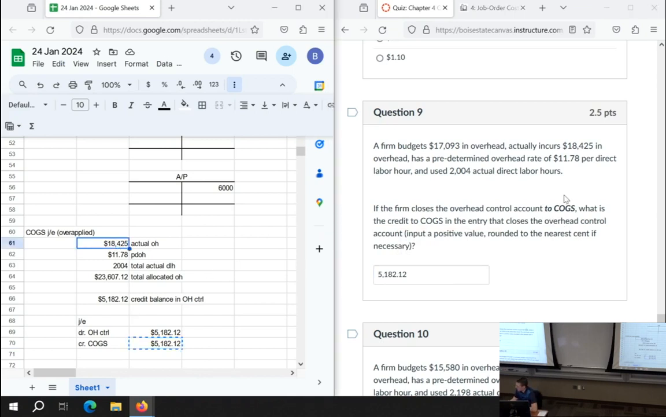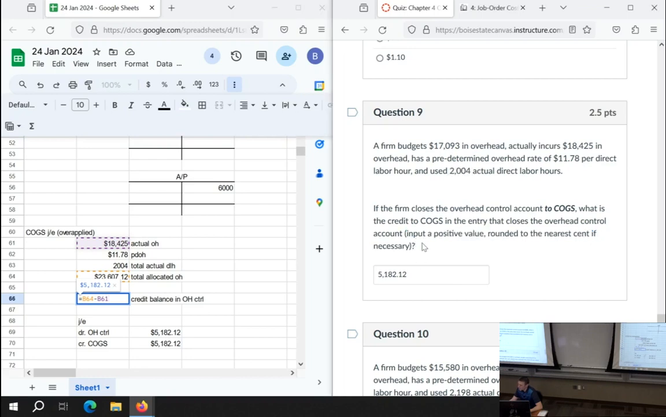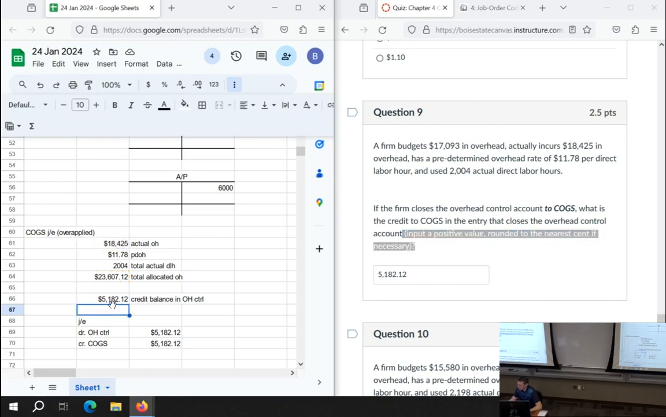Let me double check, make sure I'm not forgetting something. Actual overhead. That's the PDOH rate, direct labor hours. That's the actual consumed. It's multiplying the right numbers, subtracting the right numbers. Subtracting the allocated from the actual? Yeah. I chose to do allocated minus actual because I know that I have to input a positive value. I just want to make it easier on myself. That's the instruction here. So I know this is bigger than that, so I'm just going to subtract this minus that so I can get a positive value.